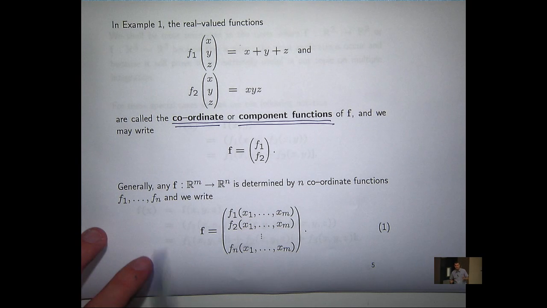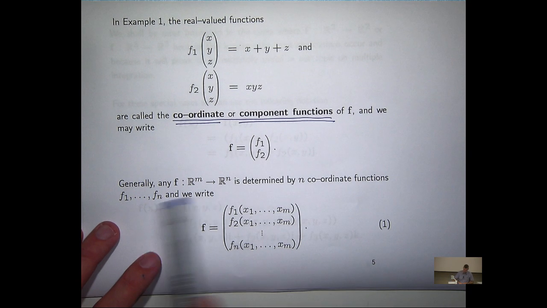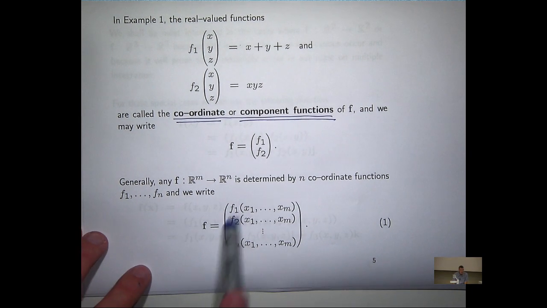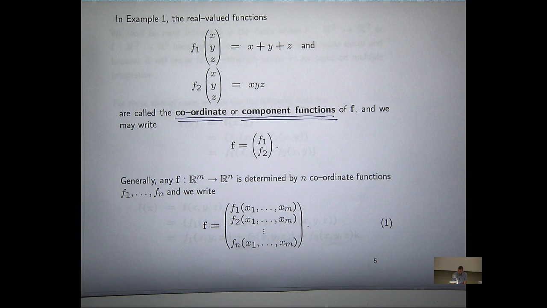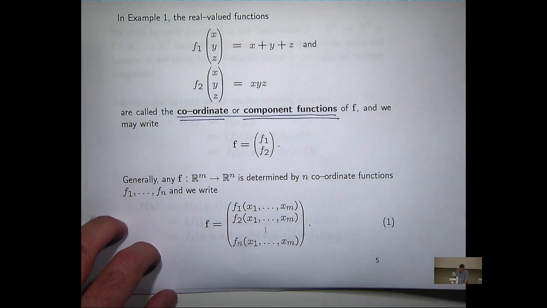So, generally, if you have some vector valued function of m variables, you can, if you want to determine it, just write it as this sort of column vector with f1, f2, etc., all just real valued functions of m variables. Now, don't be too put off by this. The most important cases are when we map between R2 and R2 and R3 and R3. So don't worry too much about the abstractness of this at the moment.